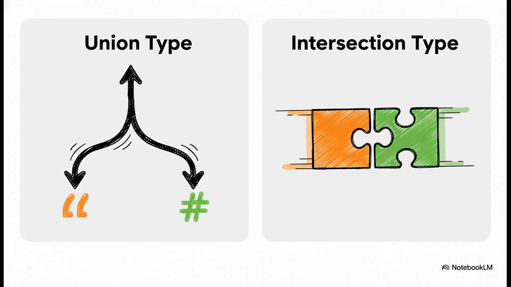So let's just nail this down because it's super important. Union types are about options, this or that. Intersection types are about combination, this and that. One gives a variable flexibility, the other builds a new, stronger type by combining features.